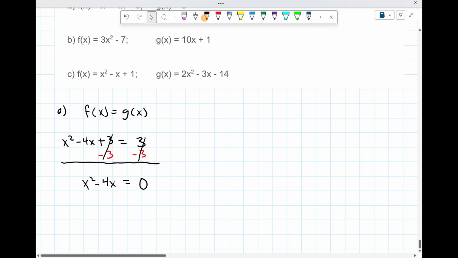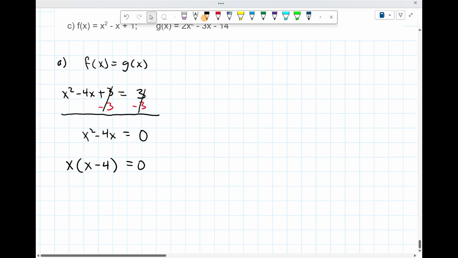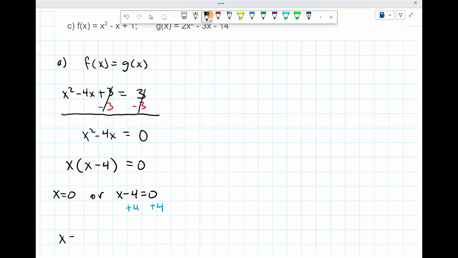On the left hand side, it might be a little confusing too, because we're used to having ax squared plus bx plus c, but we're missing a number term. But remember, if you're missing a number term, it's actually very easy to factor, because we just factor out an x, and what we're left with is x minus 4 inside the parentheses. So this means that either x equals 0 or x minus 4 equals 0. And I'm just going to add 4 to both sides, and we get our final answer.